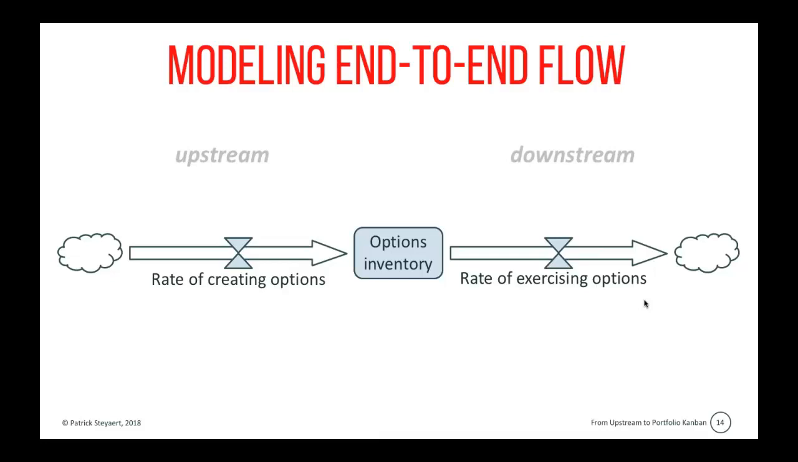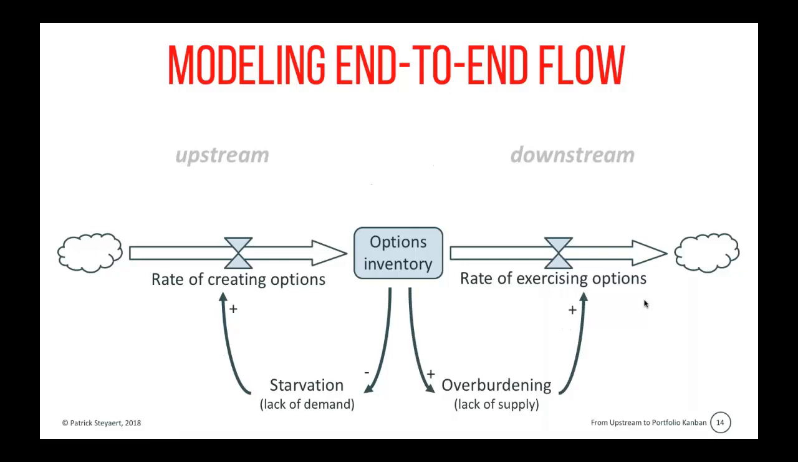Modeling it as a flow system is quite straightforward. We have the rate of creating options that feeds into our options inventory, and then we have the exercising of options that depletes our options inventory. Again, we have a reinforcing loop. When our inventory becomes empty, there's a lack of demand. So we have too few options. That means we might put more emphasis on creating new options. We have a balancing loop.